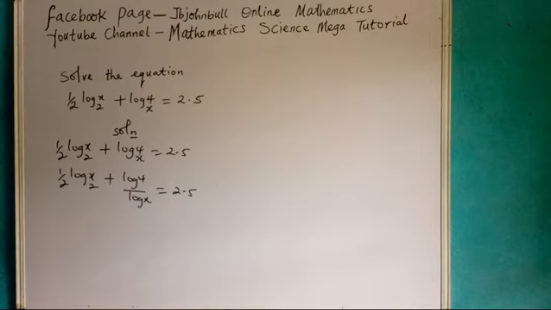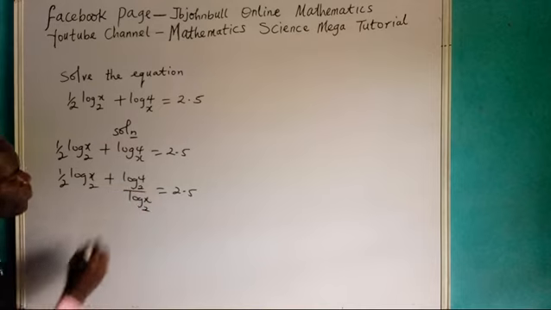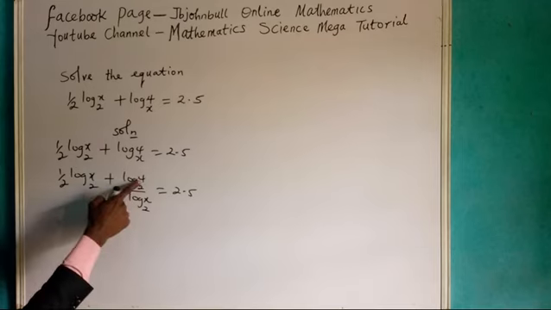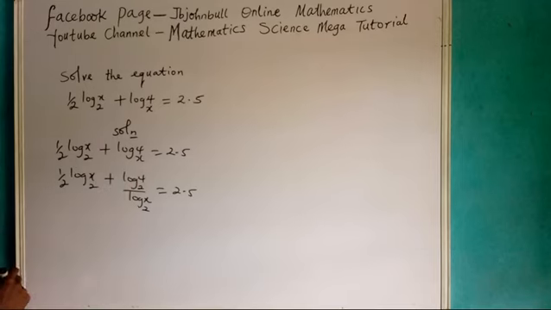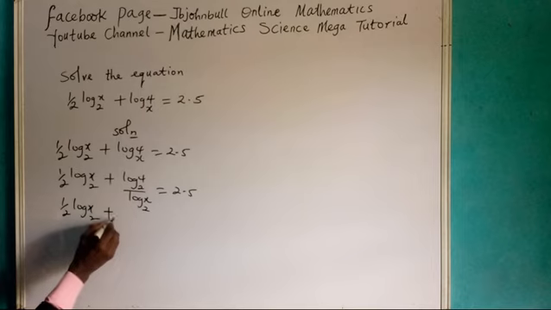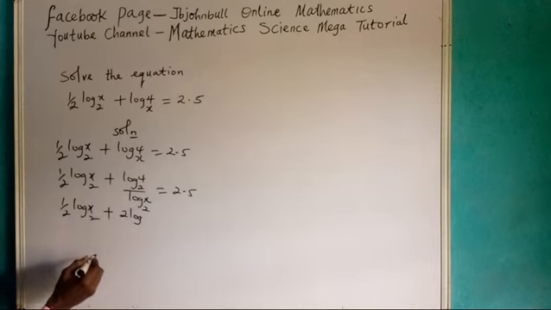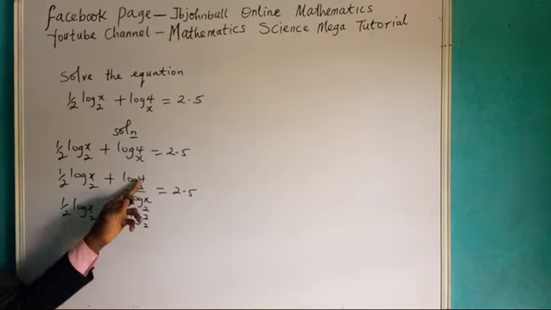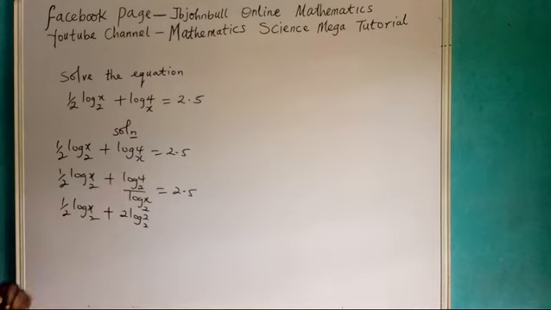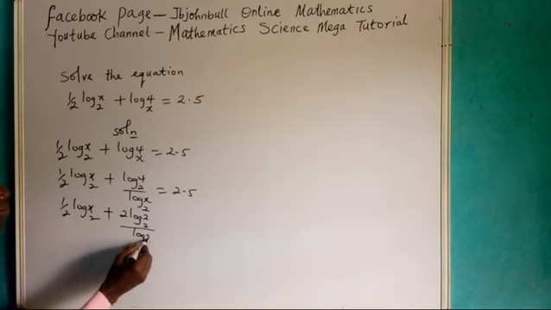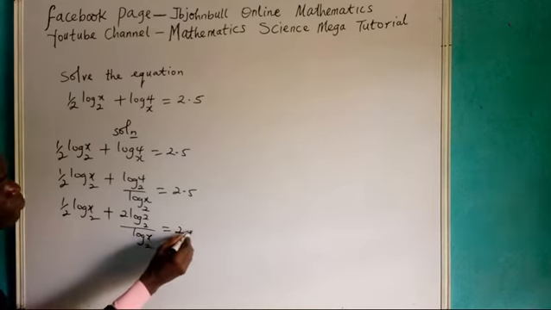Now, the next thing we need to do, since we have base 2 here, I will also have it as base 2. Okay? Now, for this one, I can reduce this 4 to 2 power 2. And when I do that, I'm going to have 2 log 2 base 2. Remember, for this 2 squared, you have to take the power to the front. Now we still have log x base 2 equal to 2.5.